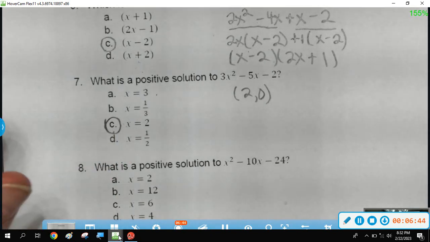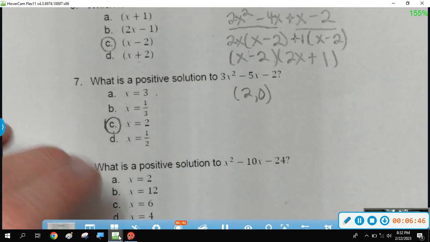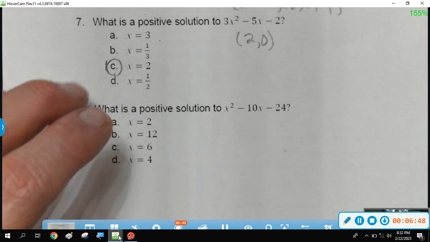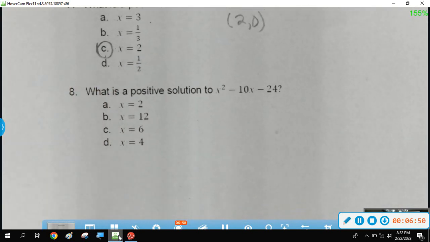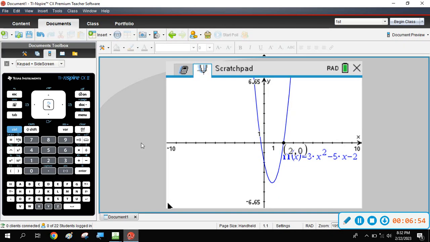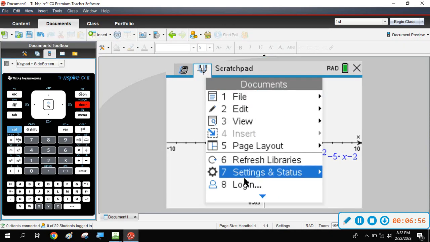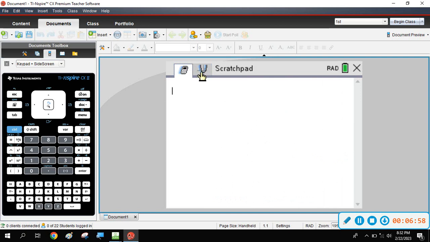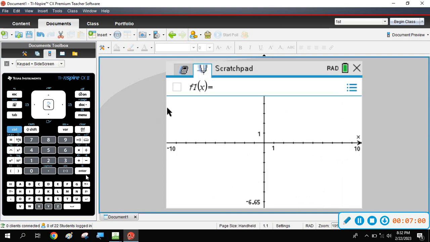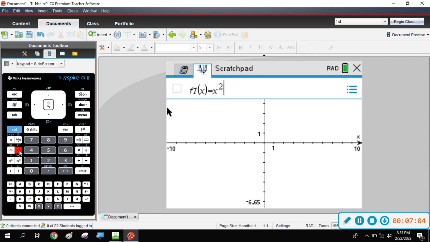All right, one more that we need to take a look at here. So we will go now and graph this one and see if we can figure out the positive solution to that. I'll go here. It's doc and B. Clear all that stuff off. Get ready for my new problem, which is x squared minus 10x and we go minus 24.